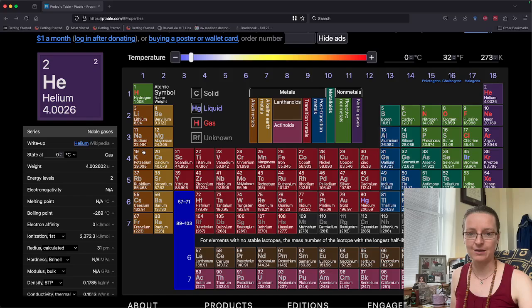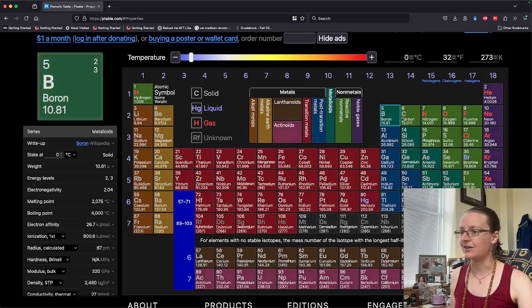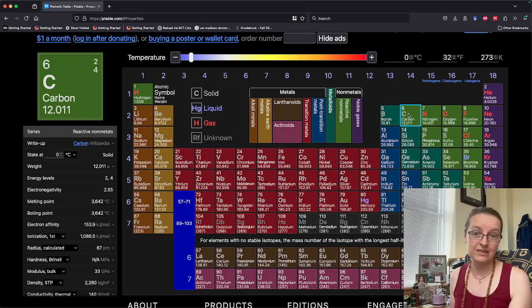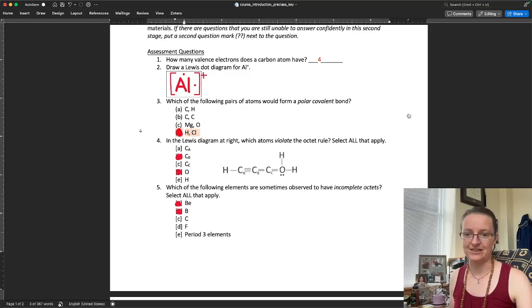And so pulling up my periodic table, I see that carbon lives here, and this is in column 1, 2, skip the transition metals, 3, 4. So that tells me that carbon has 4 valence electrons, which is in fact the correct answer.